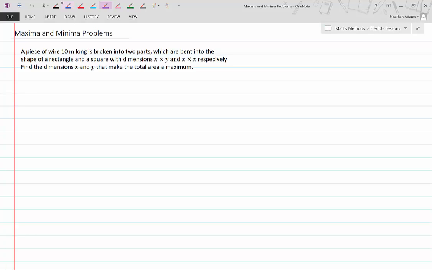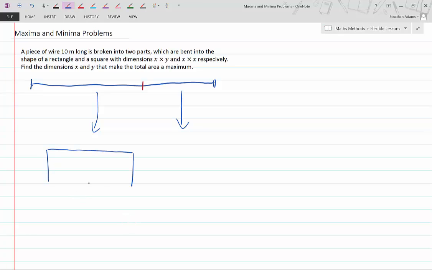In this particular problem, it's a little hard to get our head around it, so let's just draw out what we're doing. It shouldn't be a squiggly line. We've got a piece of wire. We're going to cut it into two pieces, and from those two pieces we are going to create a rectangle out of one piece, and we're going to make a square out of the other piece, and we're told that this rectangle is x by y and this square is x by x.